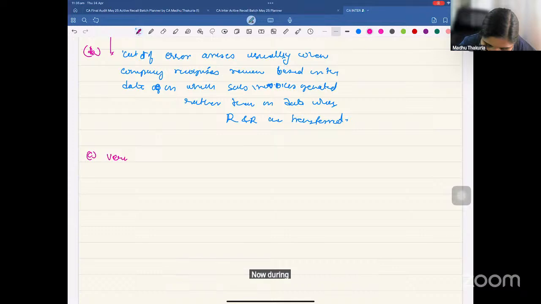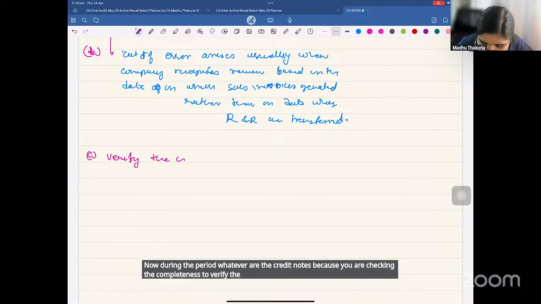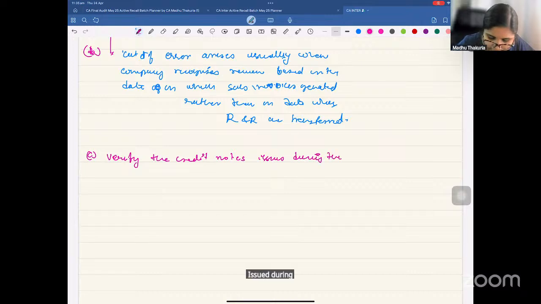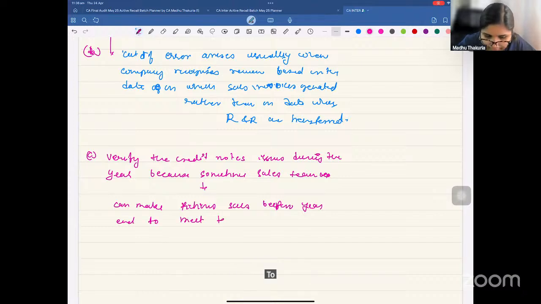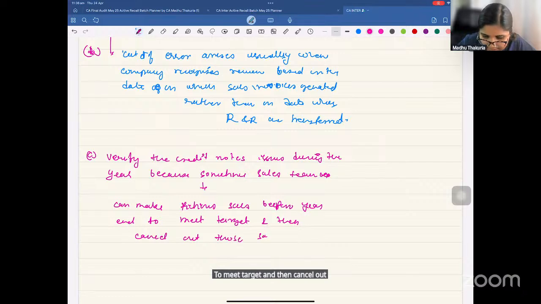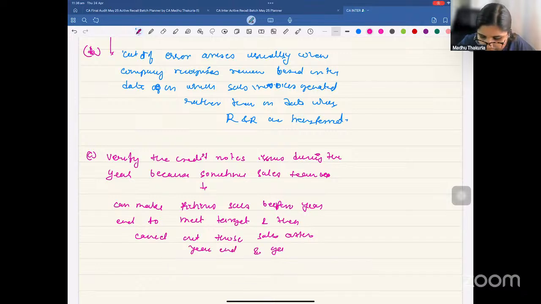Now during the period, whatever are the credit notes, because you are checking the completeness, so verify the credit notes issued during the year, because sometimes the sales team can make fictitious sales before year end to meet target and then cancel out those sales after year end and generate credit notes.